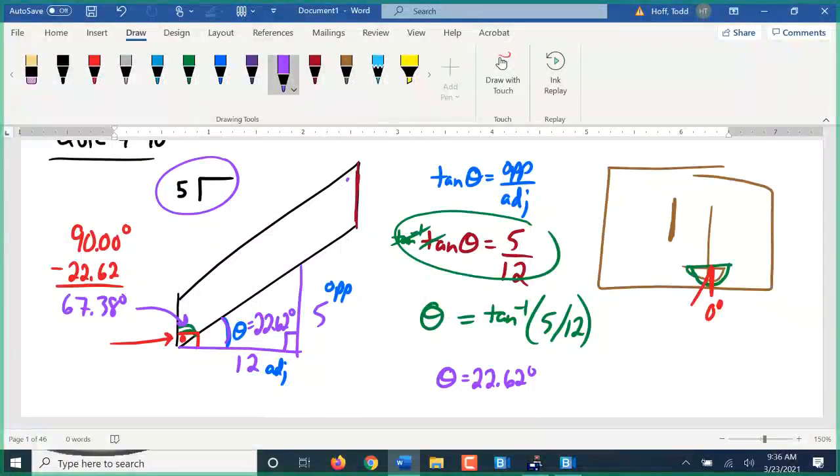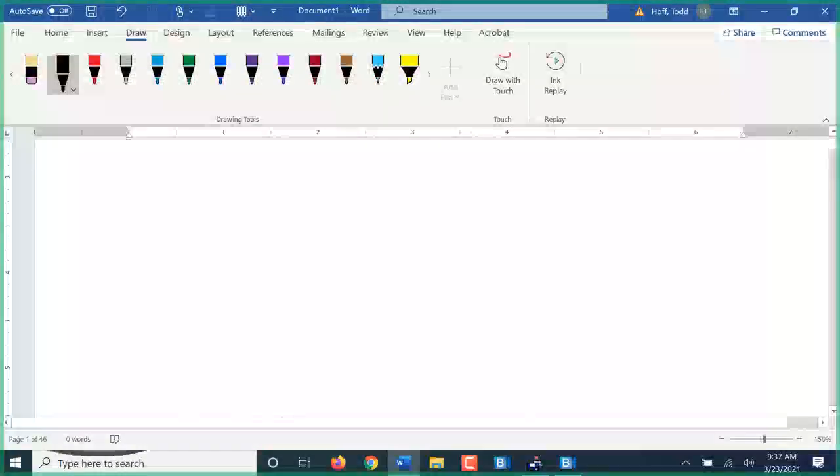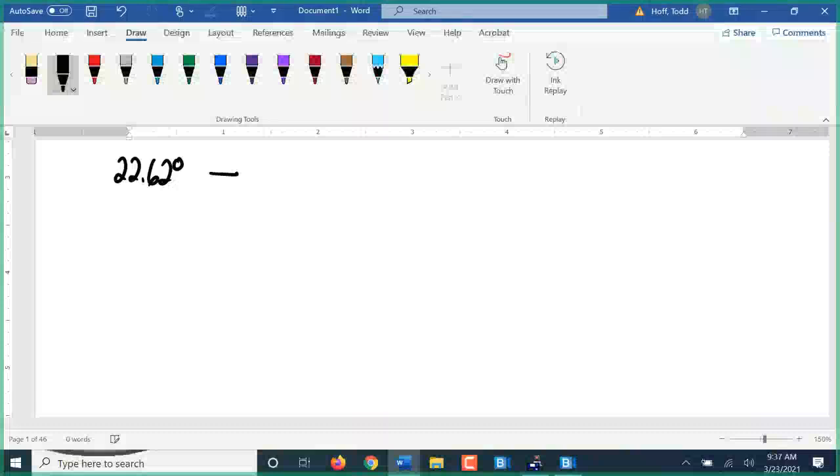Any rafter cut like this, where these ends are parallel, ends up being a parallelogram because these sides are parallel as well. And remember, one of our rules of a parallelogram is that the opposite angles are the same. So if this one here is 67.38, this one up here is also 67.38 degrees. We just found that 22.62 degrees goes with a 5/12 slope.